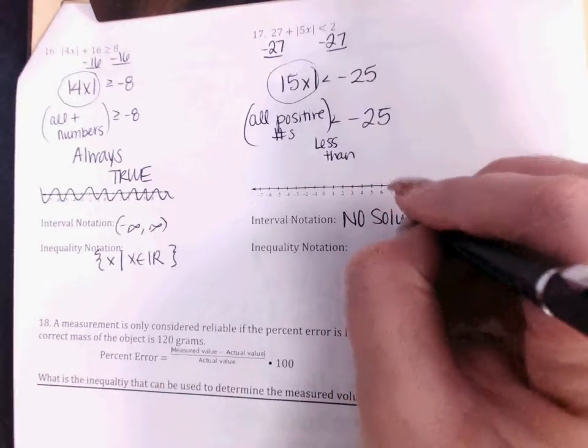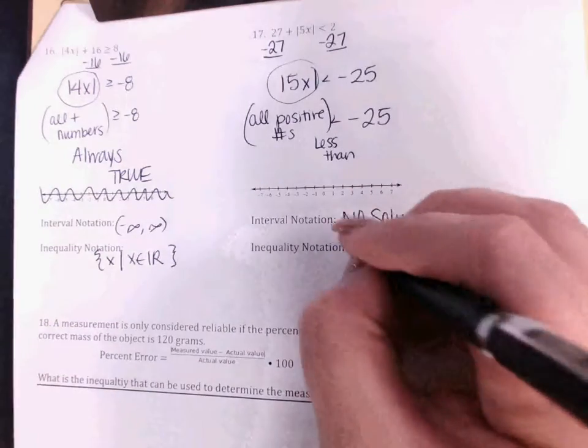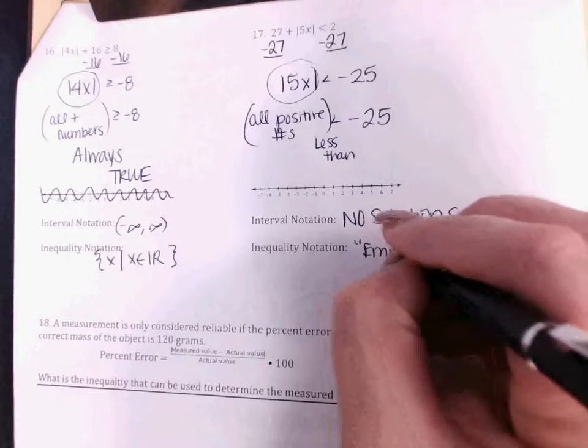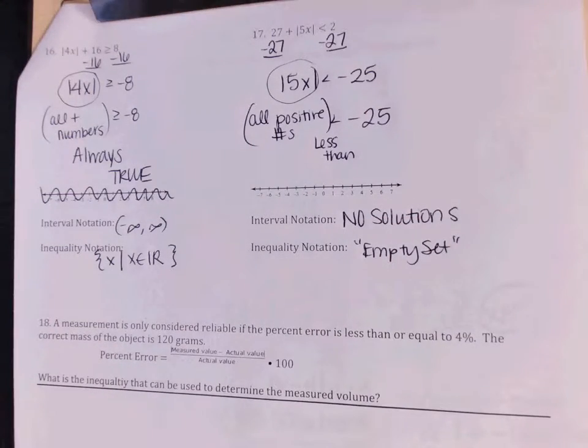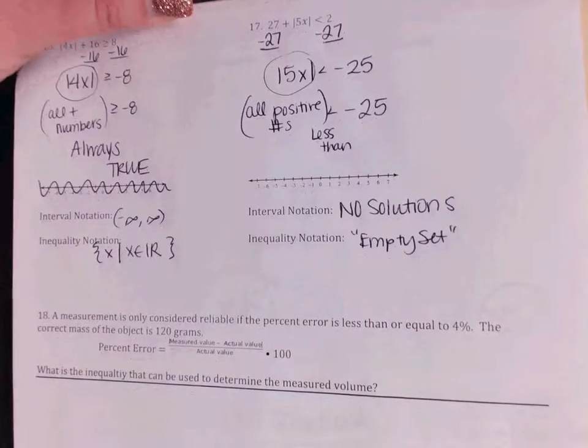And remember, this is the funny one that they would put the empty set, because the number line is empty. You're not going to shade any of the numbers. Okay? So if your absolute value is greater than a negative, it's all real numbers. And if it's less than a negative, you'd say there's no solution. Okay? Last one we're going to do together is number 18.